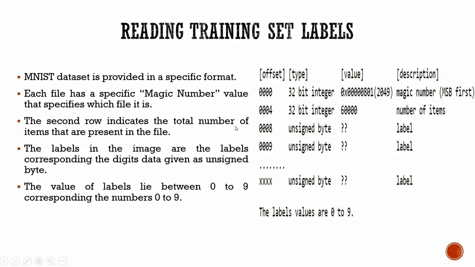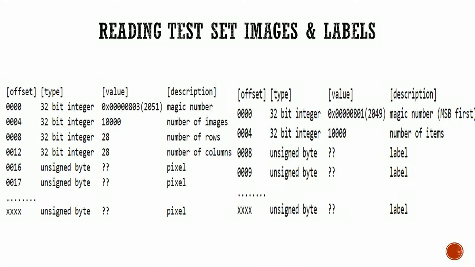Similarly, reading the training set labels. In the training set labels, it has no number of rows or columns data, but rest of the data is almost similar, like 32-bit integer, which is the magic number 2049. This 2049 number is always the same for each of them. And then you have the number of items, that is 60,000. So the number of labels should always match the total number of image or the pixel data. Similarly is the case for reading the test set images and test set labels.